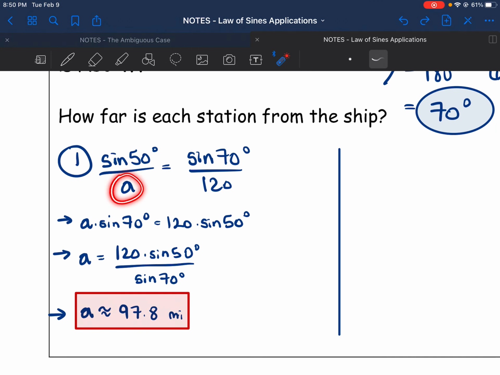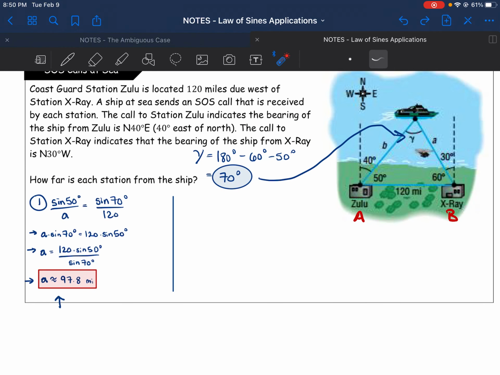To solve this for side A, we go ahead and cross multiply. A times sine of 70 degrees equals 120 times the sine of 50 degrees. We know we're trying to solve for A, so we divide both sides by the sine of 70 degrees. And we get that side A is 120 times the sine of 50 degrees divided by the sine of 70 degrees, which, if you plug that into a calculator, and if your calculator is correctly set to degrees, you'll find that A is approximately 97.8 miles. So that's the distance from the ship to Station X-Ray. That's this distance for A here.